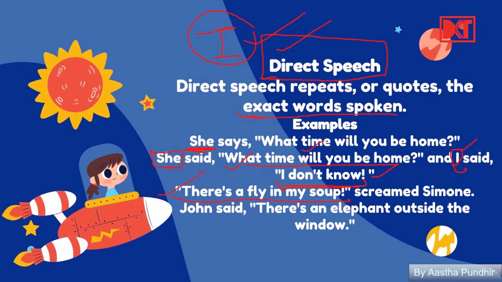John said, there's an elephant outside the window. So again, John's words are being quoted by whosoever is telling this. So this format where we repeat the words exactly as they were spoken, or we quote them exactly, is called direct speech. Okay, this is the first format.